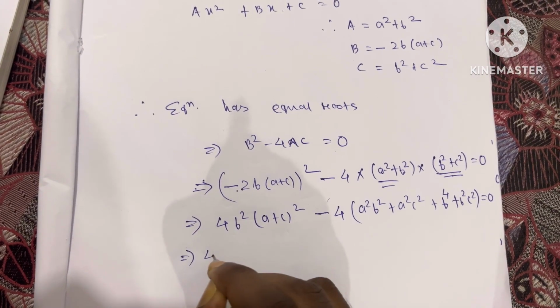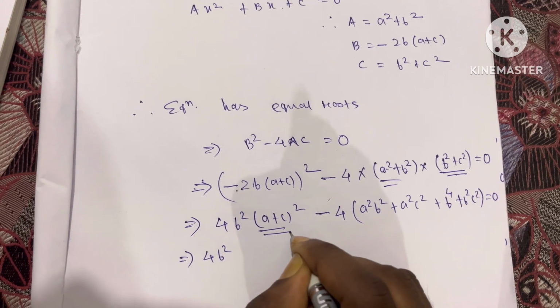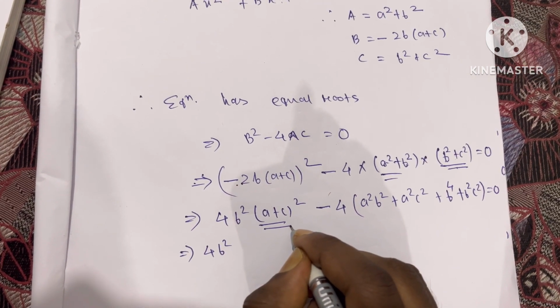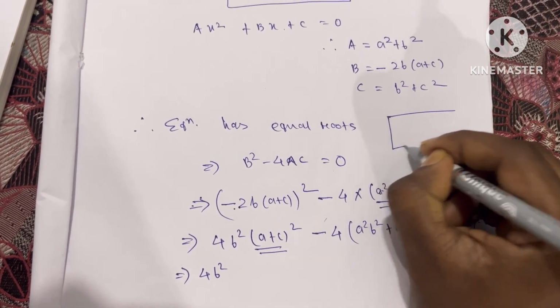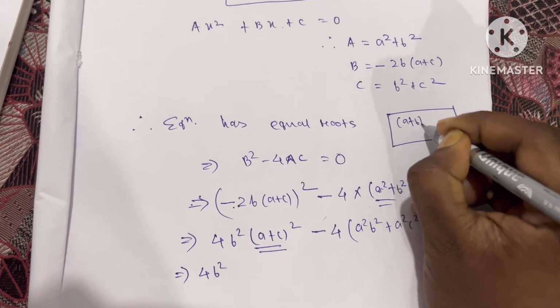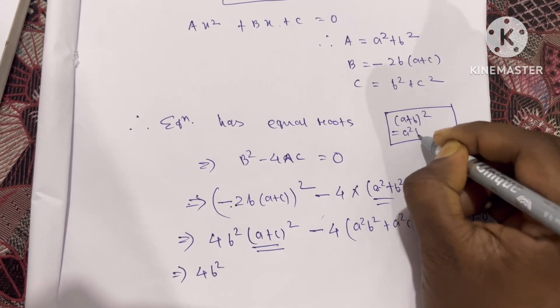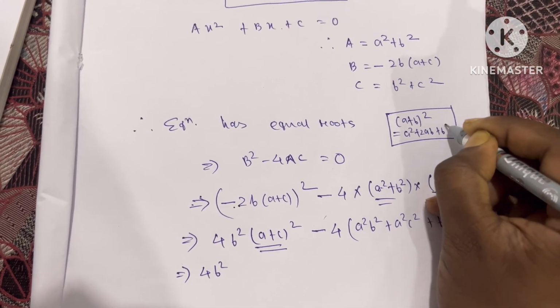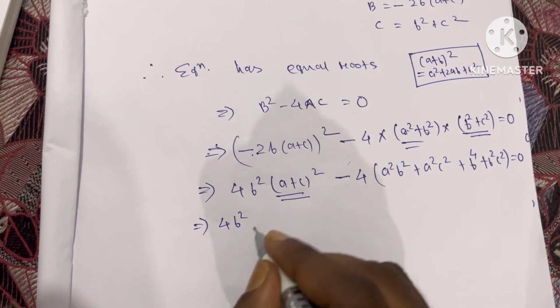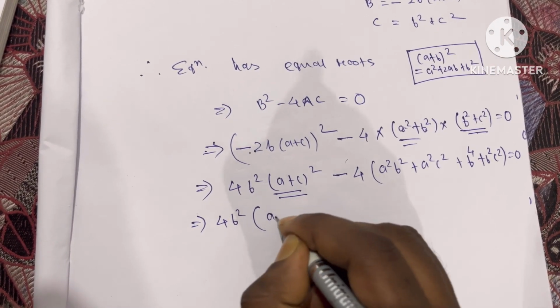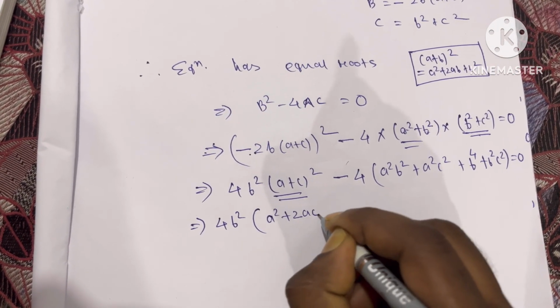So now what is this? 4b square, and this is also in the form of (a plus b) whole square. So (a plus b) whole square means, if you expand, you will get a square plus 2ab plus what? b square. Yes or no? So that means I can write (a plus c) whole square as a square plus 2 into ac plus what?